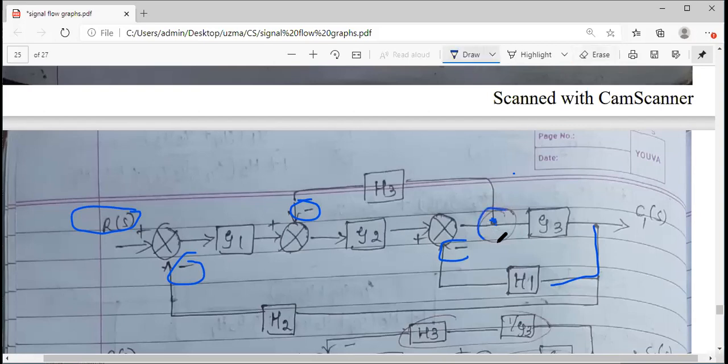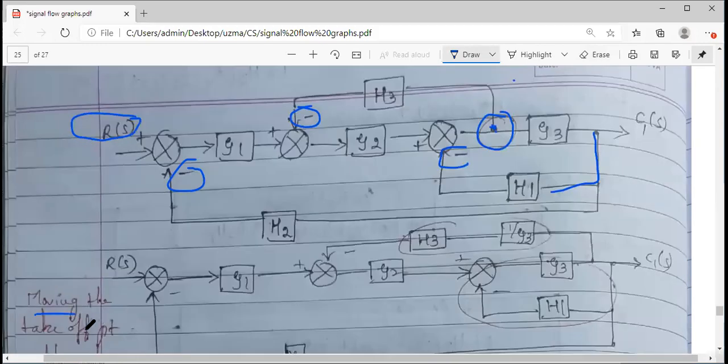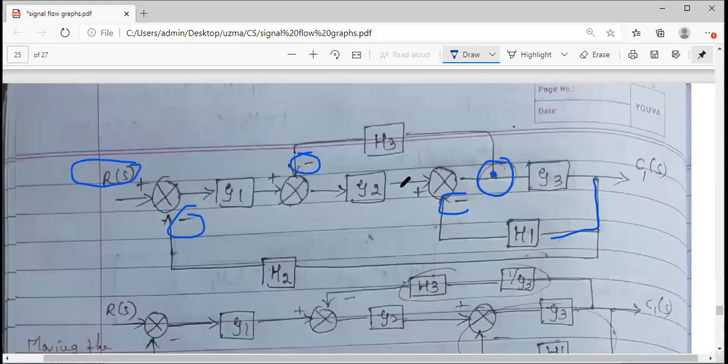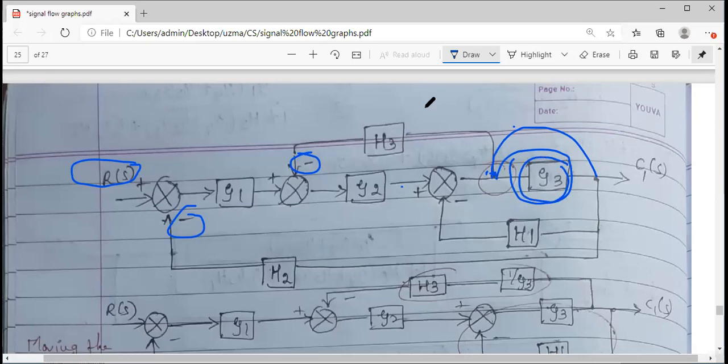I have to first go for moving this take off point before the block. Then you will get a loop here. So I'm using the first rule, moving the takeoff point after or before the block. You can even go for before or after, no issues. Here I have used after the block. You can even go for before and try, no issues. If I use that, which block am I encountering in the path? When this point shifts from here to here, I am encountering a block G3 in the path.